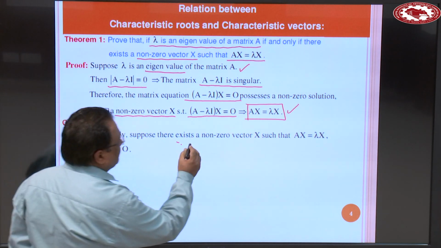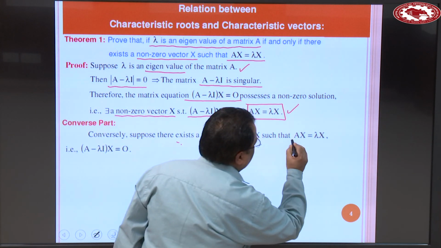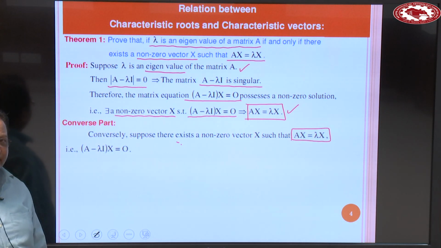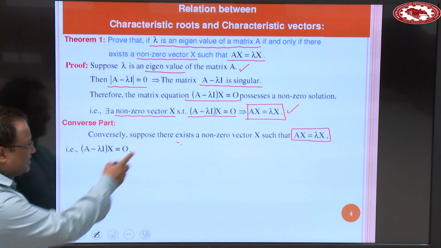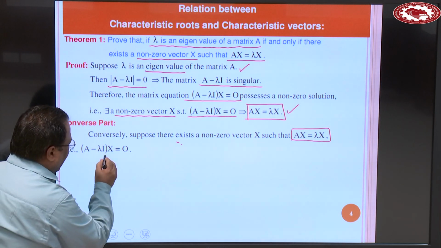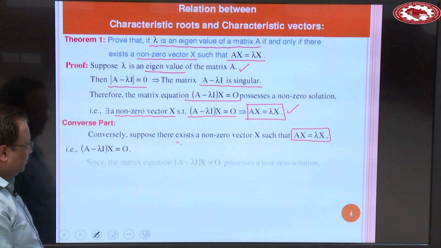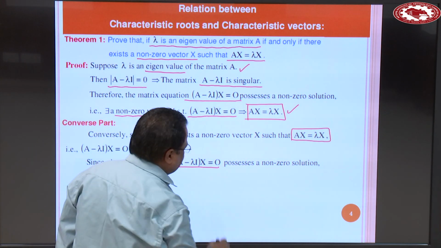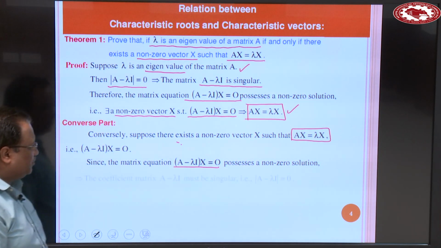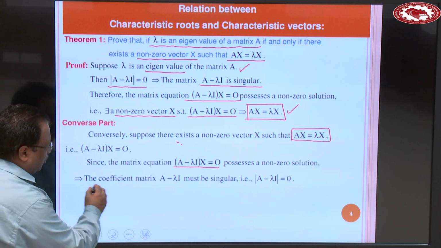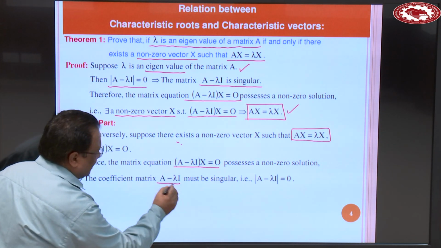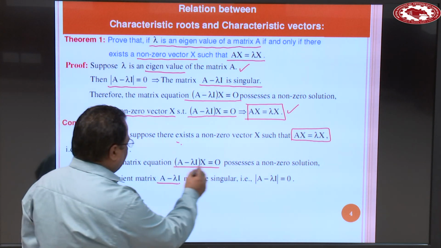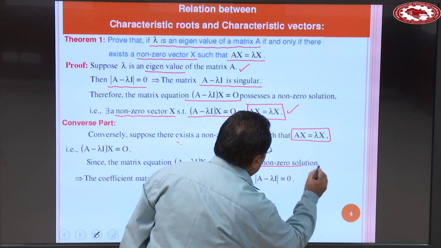Conversely, suppose there exists a non-zero vector x such that Ax is equal to lambda x. Suppose this statement is given, Ax is equal to lambda x. This means (A minus lambda I)x is equal to 0. And since the matrix equation (A minus lambda I)x is equal to 0 possesses a non-zero solution, this means the coefficient matrix A minus lambda I must be singular, because this equation possesses a non-zero solution.